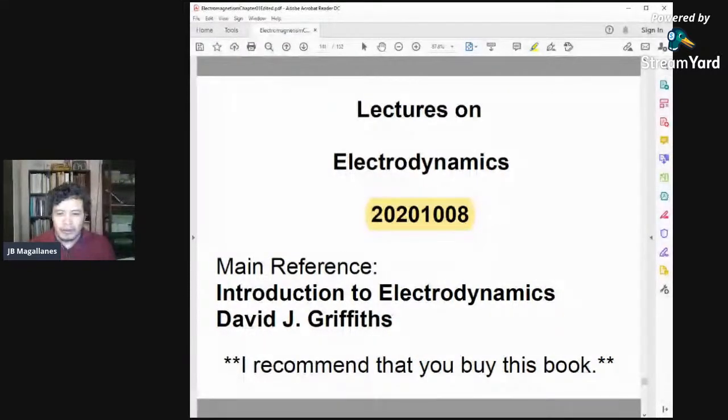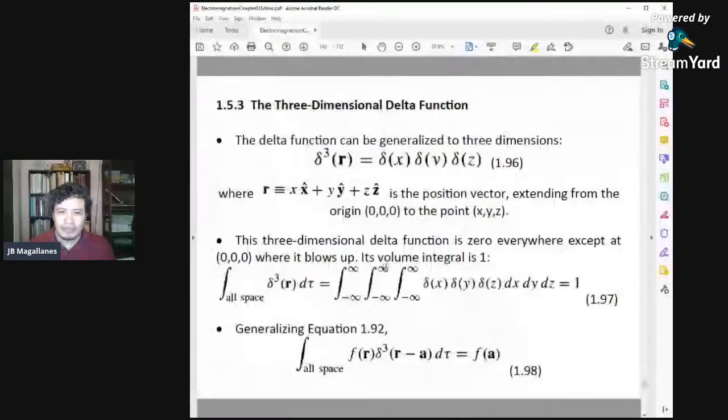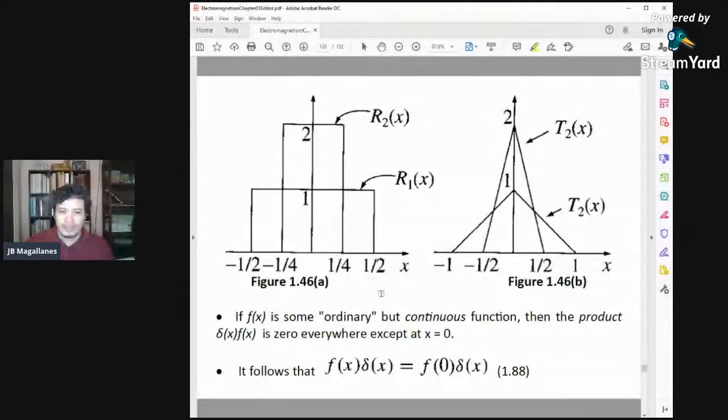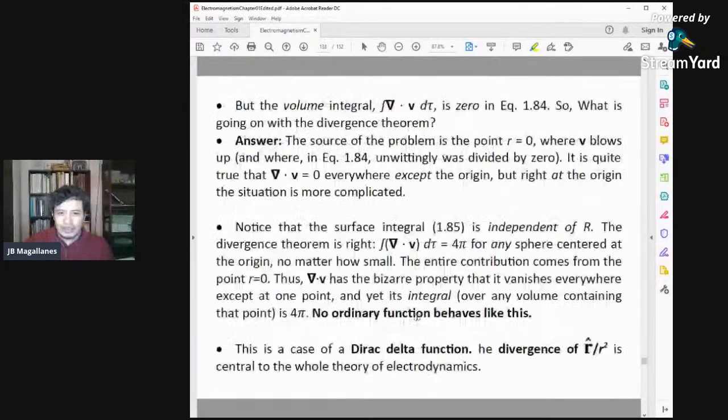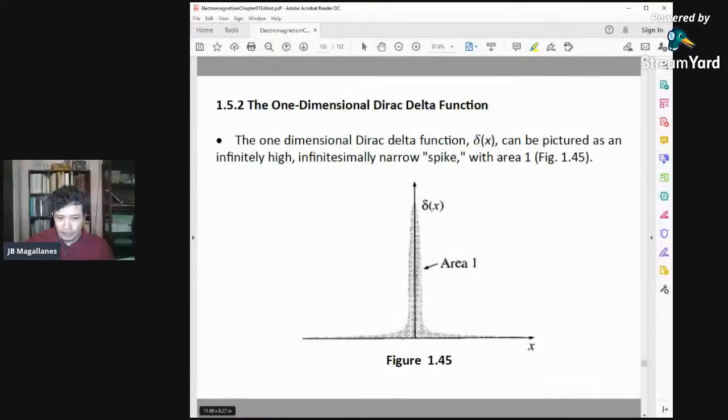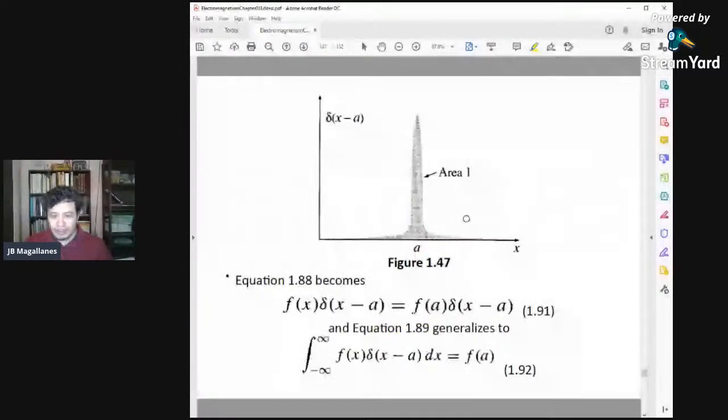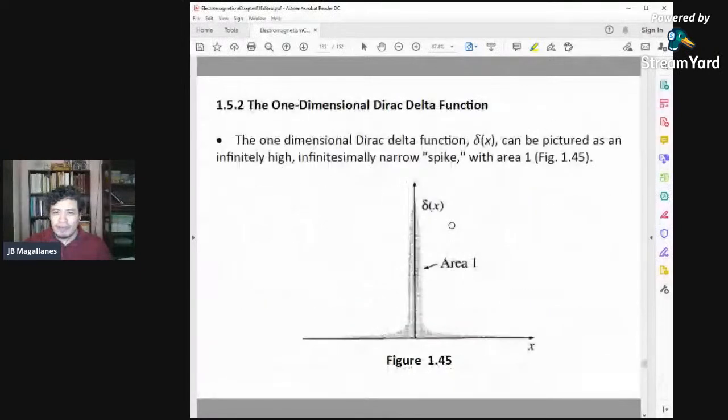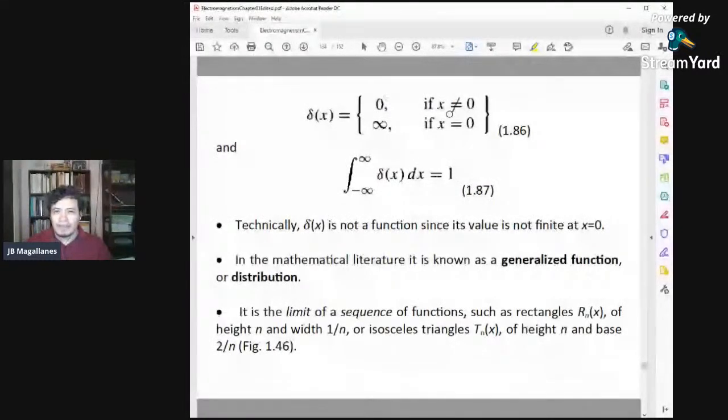So today we'll be going briefly, swiftly, back to the Dirac delta function. The Dirac delta function has a plot that looks like a spike at x equals 0. At x equals 0, the value of the Dirac delta function is infinity, and at x not equal to 0, it's 0.